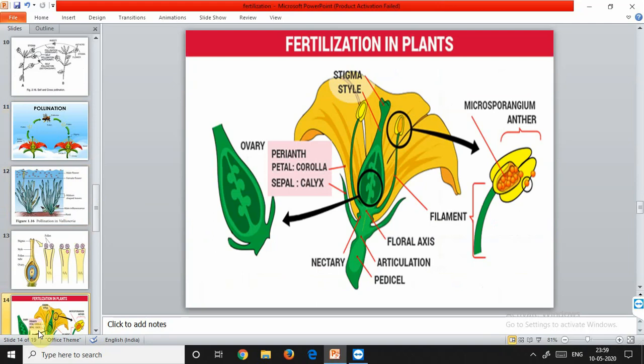One of the sperms fertilizes the egg cell to form the zygote, and the remaining sperm fertilizes two polar nuclei, resulting in the formation of a triploid endosperm. So the endosperm is triploid, because it fuses with the polar nuclei, which are 2N, and one sperm cell N, and these three combine and form the triploid endosperm. So it is a unique condition.